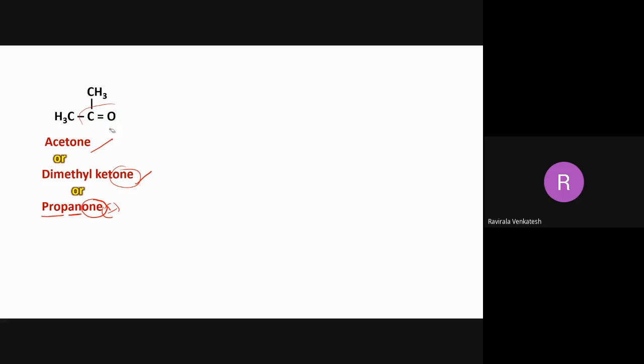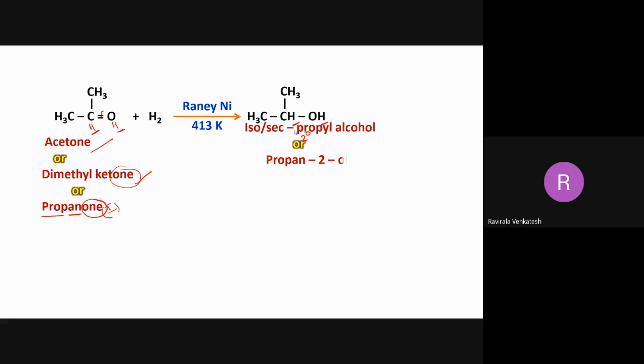Now here what happens? Same thing you have to do. Break the pi bond, put one hydrogen here. Do hydrogen in the presence of nickel or palladium or anything you can take here. Now put one hydrogen here, and you are going to get hydrogen and hydrogen. So here you are getting a secondary alcohol, isopropyl alcohol, propan-2-ol. Secondary alcohols you are getting.